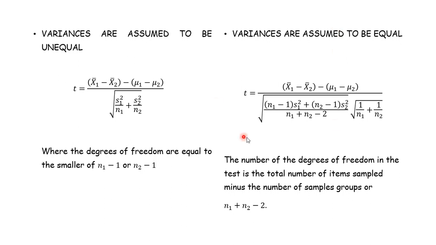And then, for the second formula that we can use if the variances naman po is assumed to be equal, ito naman po siya. Okay? So the number of degrees of freedom in the test is the total number of items sampled minus the number of sample groups, or in short, ito po yung nakita nyo kanina na formula for the degree of freedom kanina po doon sa procedure po na pinakita ko po sa inyo. Okay? So on this topic mga anak, itong example na ibibigay ko po sa inyo is puro assumed to be equal po muna tayo.